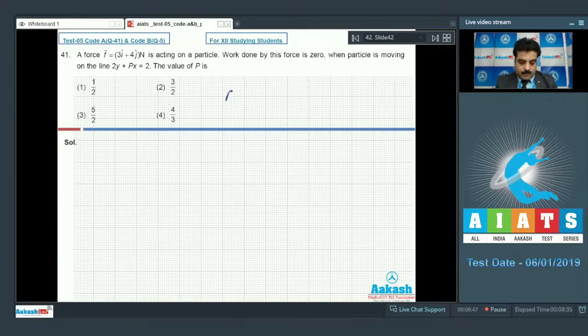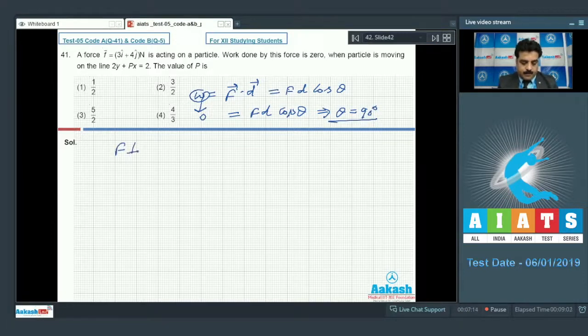Work done is force dot displacement, so I can write F d cos theta. This is the formula. According to the problem, work done is 0, so F d cos theta is equal to 0. So you can find theta will be 90. So I can say force is perpendicular to the displacement, as per the problem.